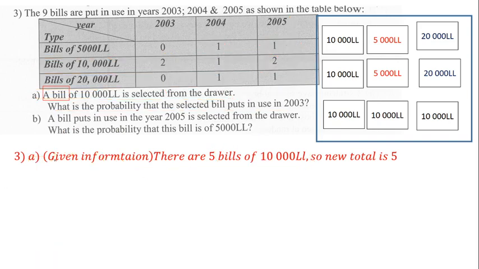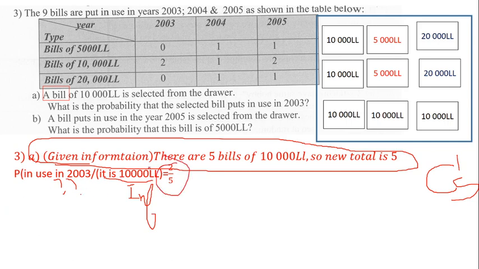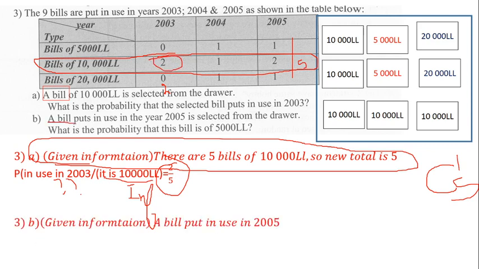That's clear. Everything. The given information, there are 5 bills of 10,000. The new total is 5 because it is C1 out of 5. Put in use, this is the question. And this is the info. It is 2 over 5. By the way, here, no need to use C. You can use C, you can use the total number of 2003 because you have chosen one. The total number is 2, and here I'm not using this 2. I'm using this given. Only this. It has total 5. And you need this. So 2 over 5.